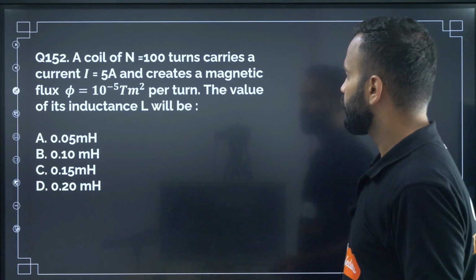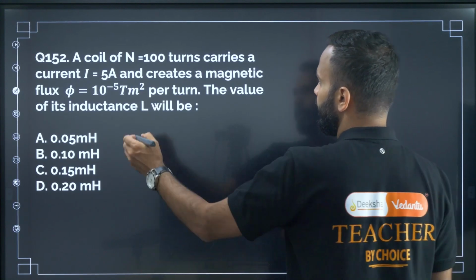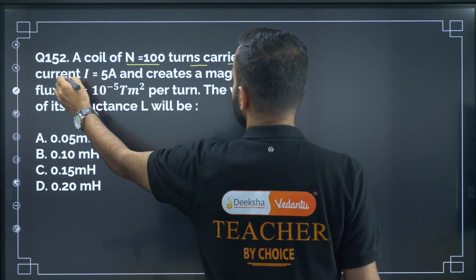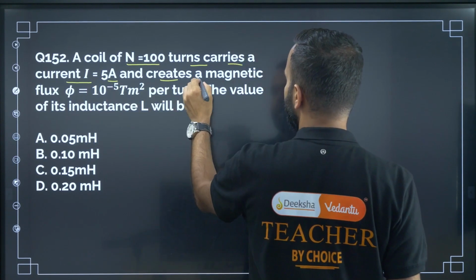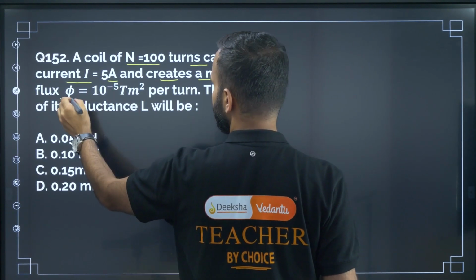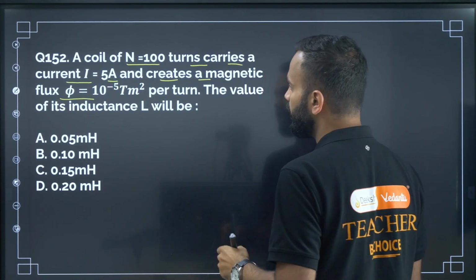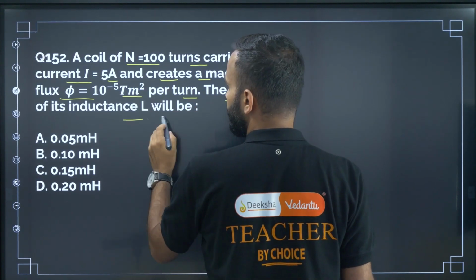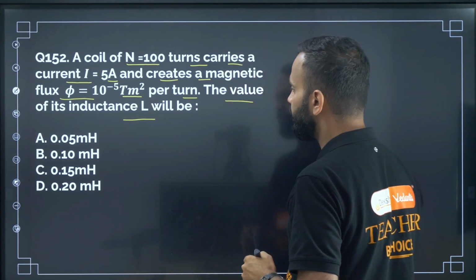Next question. Question number 152. A coil of N equal to 100 turns carries a current I equal to 5 ampere and creates a magnetic flux phi equal to 10 to the power minus 5 Tesla meter square per turn. The value of its inductance L will be.